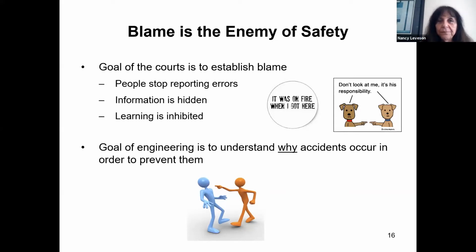Information is hidden even after the accident. Learning is inhibited. It's always point at somebody else. After the accident, it's very hard to get the true story from people, because who wants to be blamed for it? So they're going to slant the way they describe their own role, and make the role of other people more important.